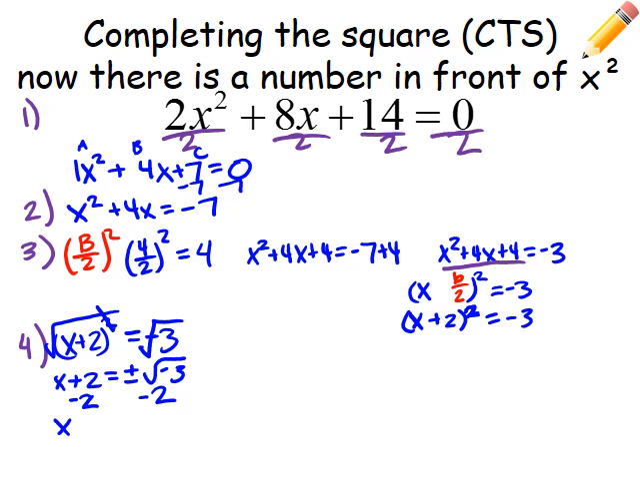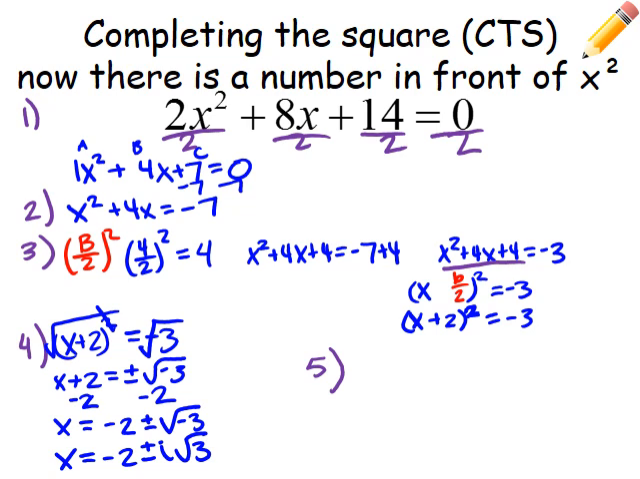I end up with an x, a -2, a plus or minus, a square root of -3. We do not leave negatives under the radical. We need to take that negative out so it becomes an i. Square root of 3 does not reduce, but we need to make sure, so we're going to leave it as i square root of 3.